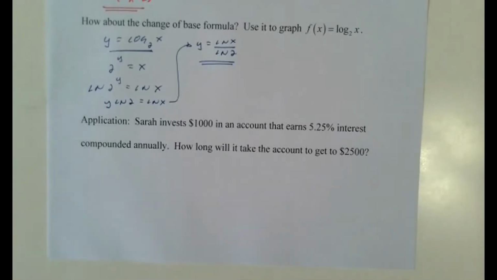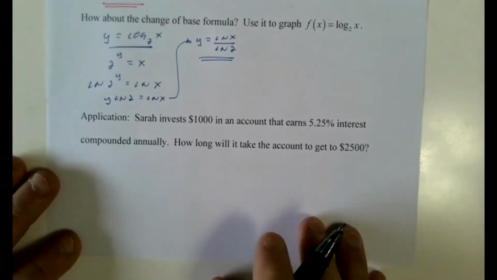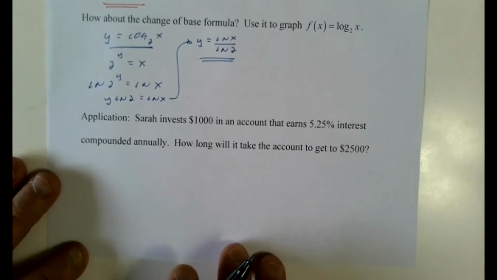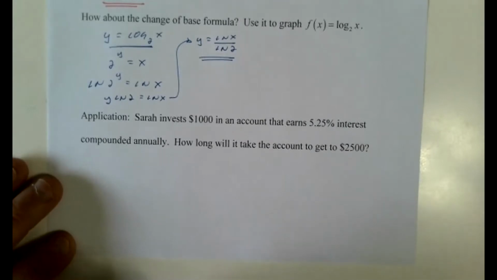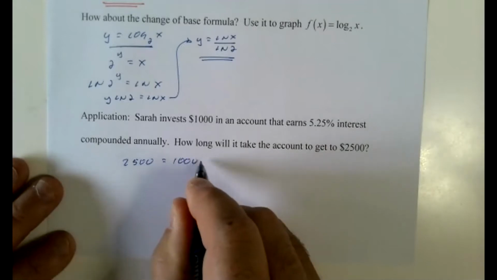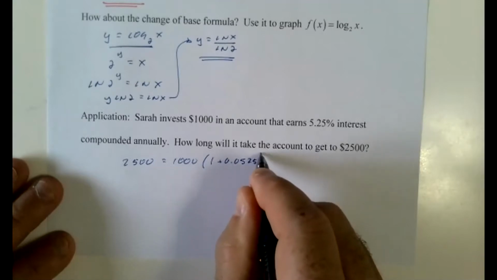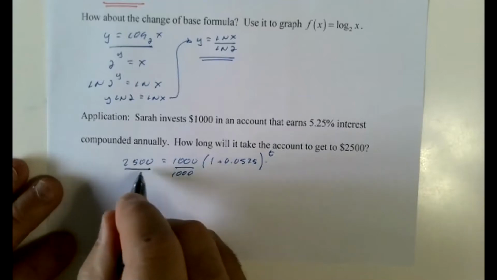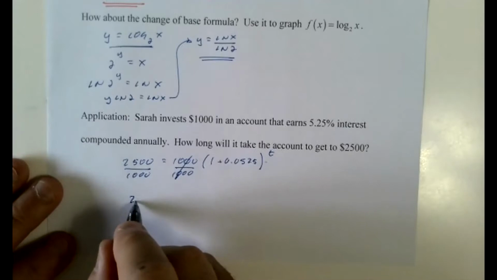All right, Sarah invests $1,000 in an account at 5.25% interest, compounded annually. How long will it take the account to get to $2,500? I don't know why this is here. This is very upsetting. Oh, so I show you how to use natural log. Actually, this is a very good reason it's here. So 2,500 equals the initial amount, 1,000, times 1 plus 0.0525 to the t. Get the 1,000 out of there. So that gets you down to 2.5.